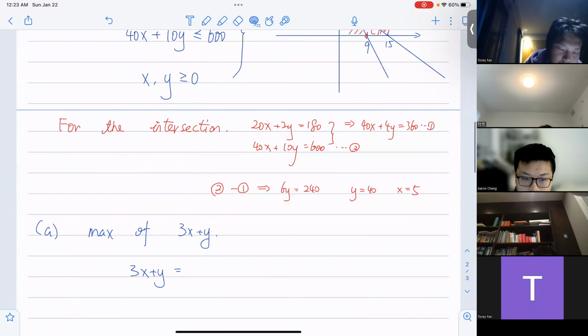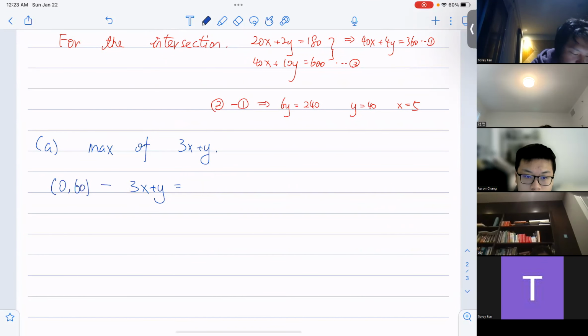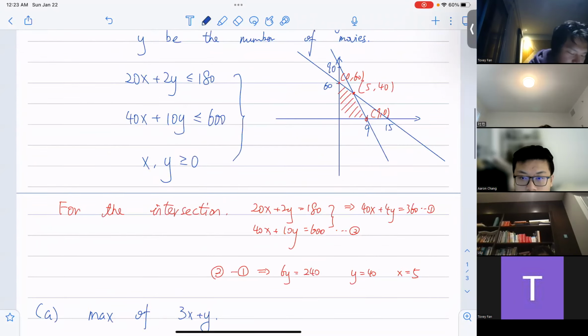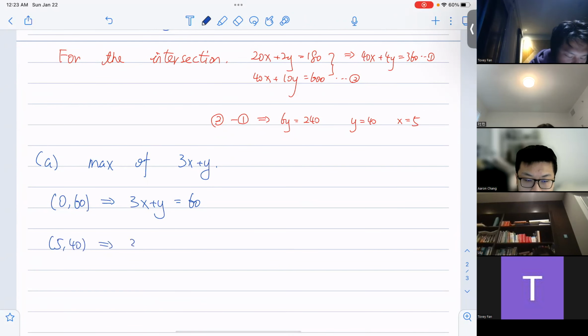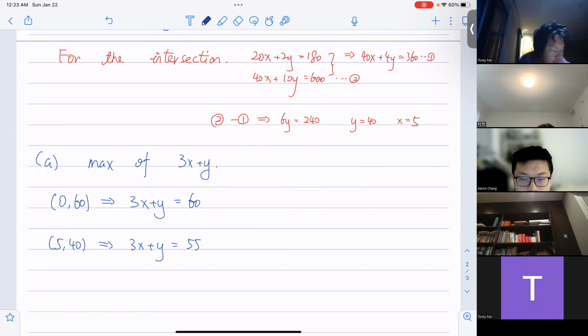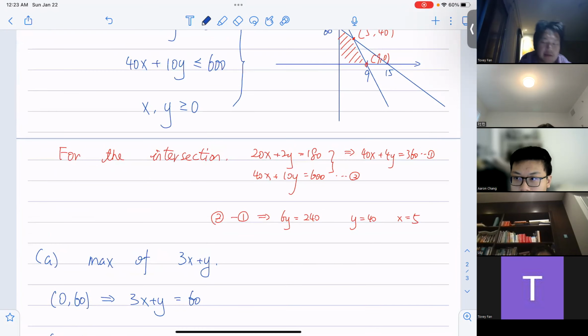The first one is 0, 60, right? So 0, 60, that's the first endpoint. If you plug it in, that's going to be 60. The second endpoint is 5, 40. So you plug in 5, 40, then this is going to be 15 plus 40, so 55. Here we're trying to maximize 3x plus y, but all of the restrictions that were stated before in the question also apply.